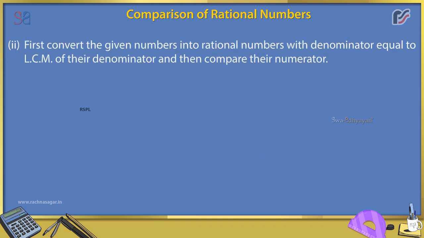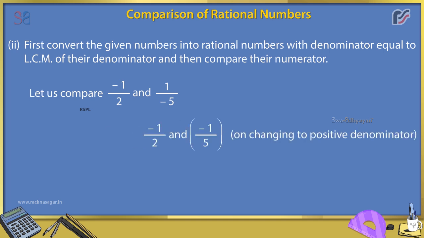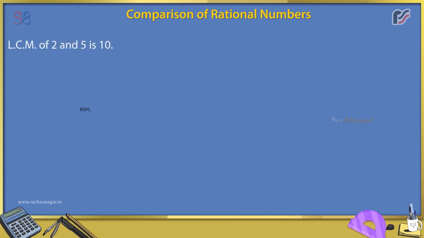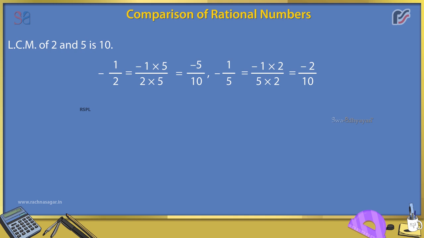2. First, convert the given numbers into rational numbers with denominator equal to the LCM of their denominators and then compare their numerators. Let us compare minus 1 by 2 and 1 by minus 5, that is, minus 1 by 2 and minus 1 by 5. On changing to positive denominator, LCM of 2 and 5 is 10. Minus 1 by 2 is equal to minus 1 into 5 by 2 into 5, which is equal to minus 5 by 10. Minus 1 by 5 is equal to minus 1 into 2 by 5 into 2, which is equal to minus 2 by 10.